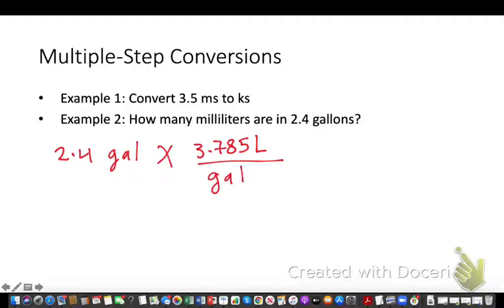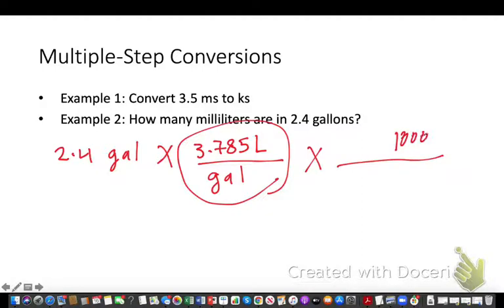By the way, if you look in your module, you'll see that I have attached a document for you that has conversion factors you need to know. This is one of them right here. And then I'm going to say there are 1,000 milliliters in every liter. So liter cancels liter, gallons cancel gallons, and I'm going to have my answer in milliliters.